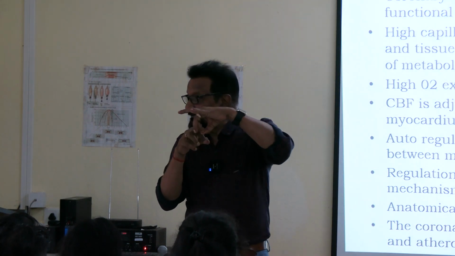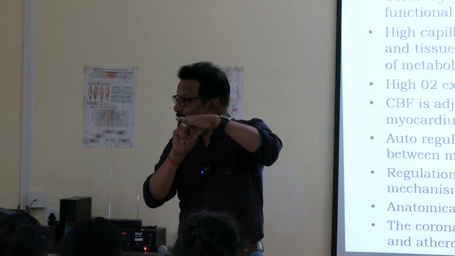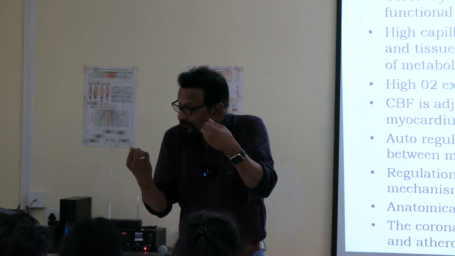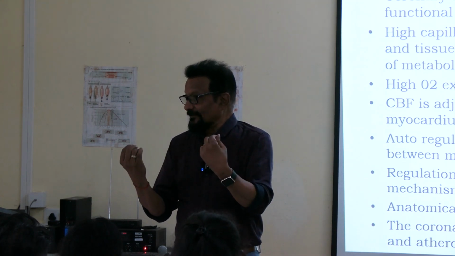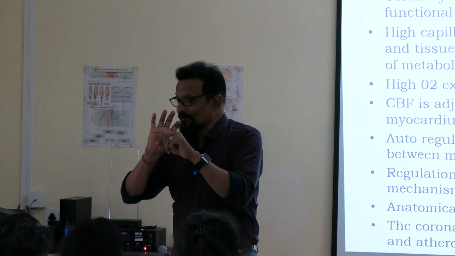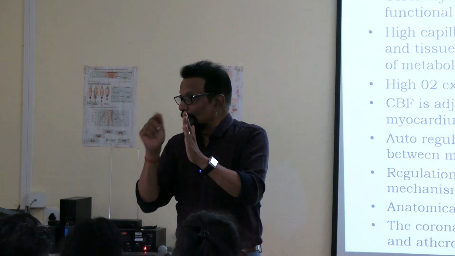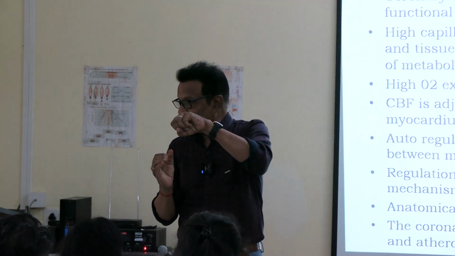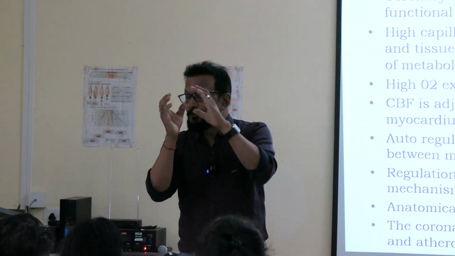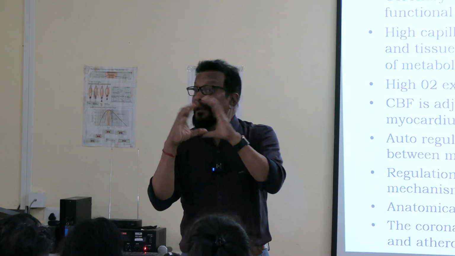And if diameter is increased, all the vessels have a muscular coat, a smooth muscle coat, and they will be stretched. When these are stretched, they reflexly contract. This stretching will initiate contraction of the smooth muscle. So contraction of the smooth muscle will lower the diameter of the blood vessels.